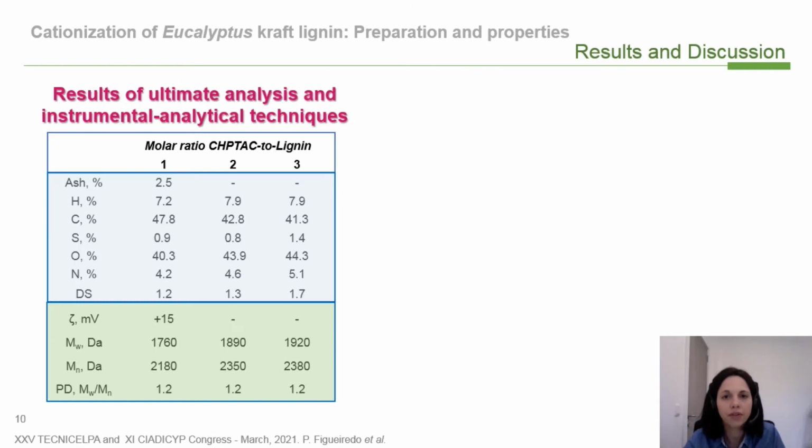The table on the left side shows selected results of ultimate analysis and instrumental analytical techniques. All products feature relatively narrow molecular weight distributions and relatively low molecular weight. And they had an excellent water solubility of more than 750 grams per liter. Zeta potential measurements conducted for the most promising material confirm a positive value that amounted to 15 millivolts.